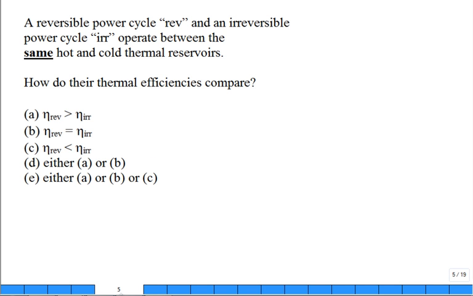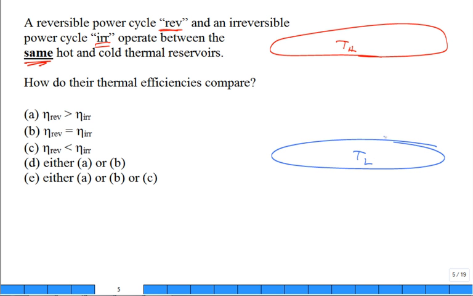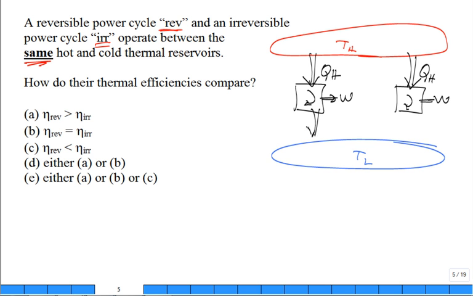Clicker question. A reversible power cycle indicated by the subscript rev and an irreversible power cycle indicated by the subscript IRR operate between the same hot and cold thermal reservoirs. So I have a thermal reservoir, T sub H. I have another thermal reservoir, T sub L. And I put in one system here and one system there. They're operating in a cycle. These are power cycles, so they ingest QH and try to convert as much of that into work as possible. But then they have to throw some QL away.